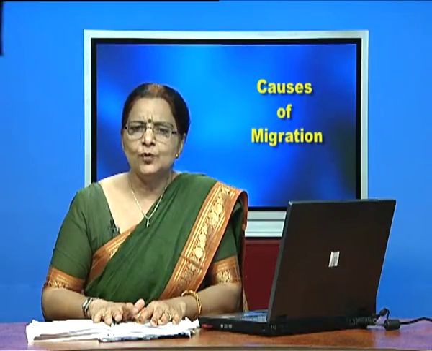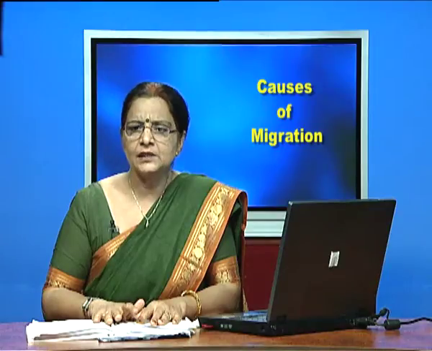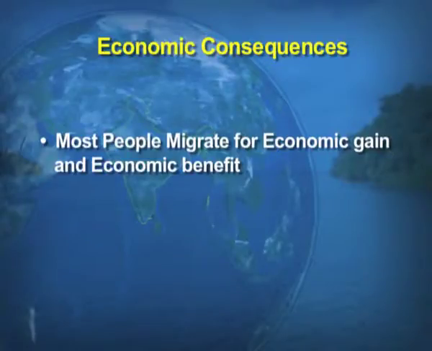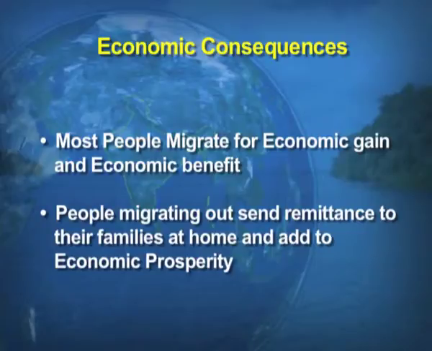So, why do the people move? They migrate for the economic gain and the economic benefit. So, that is the economic consequences. People migrating out send their remittance to their families at home and add to the economic prosperity. Whatever they earn from the international migrants, the major source of the foreign exchange is that money which is sent by the people who go to the foreign land and settle over there.